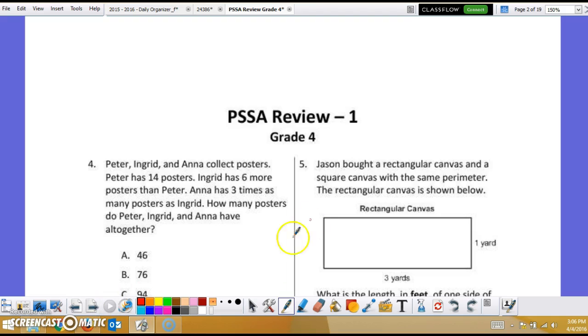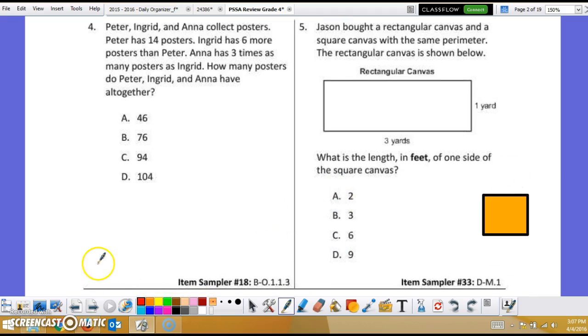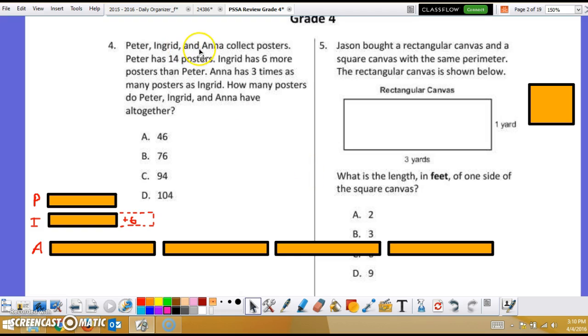Let's finish up. Peter, Ingrid, and Anna are collecting posters. This is a perfect bar modeling question. Let me show you how to set it up. Peter, Ingrid, and Anna collect posters. Peter has 14 posters. Ingrid has 6 more posters than Peter. Anna has 3 times as many posters as Ingrid. So how many posters do Peter, Anna, and Ingrid have all together? You'd think it's an addition, but first you have to solve for how many each of these students has.